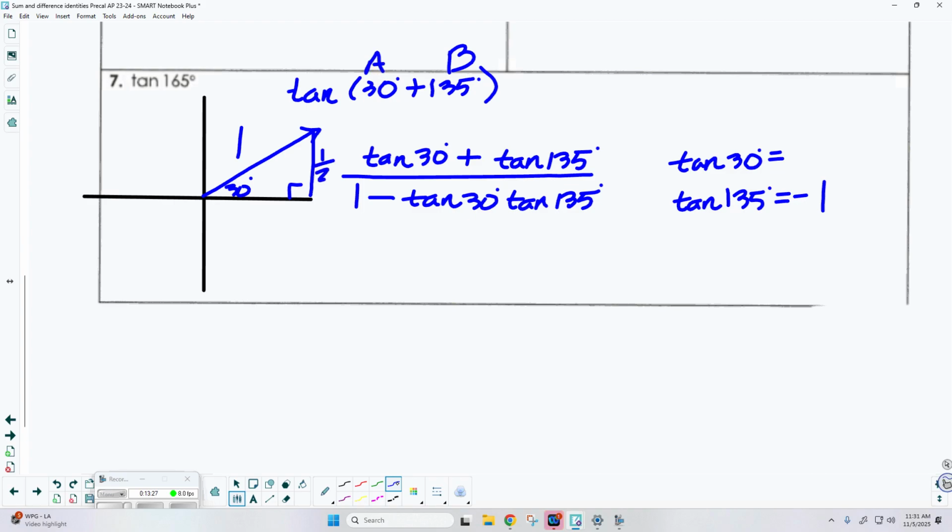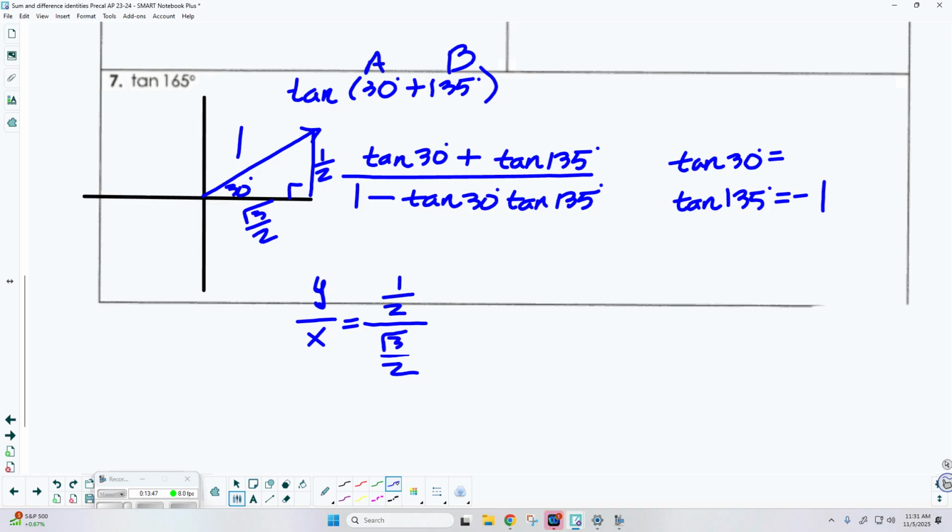Okay, that was 1/2. Across from 60? Square root of 3 over 2. Okay, so we're going to do the same thing. I want the Y value divided by the X value. So 1/2 divided by the square root of 3 over 2.